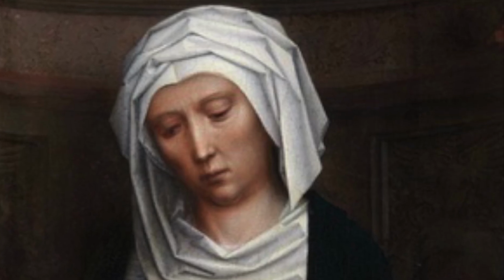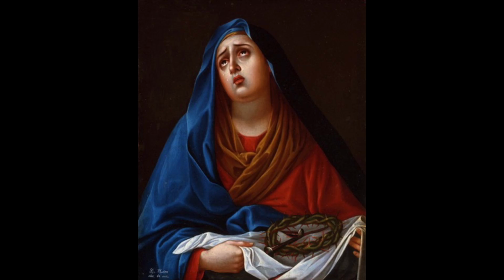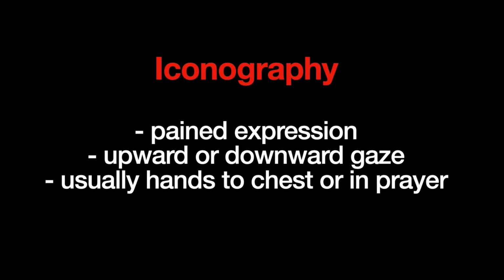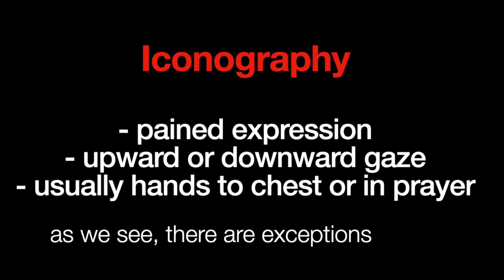It's relatively rare, even in artistic depictions of mourning, to see tears in painting and sculpture and so on. But they're relatively frequent in Virgins of Sorrows. So that's something to look for. Most Virgins of Sorrows have their hands crossed, either across their chests or they have them clasped. Sometimes they're clasped in prayer. But as we'll see, there are exceptions.